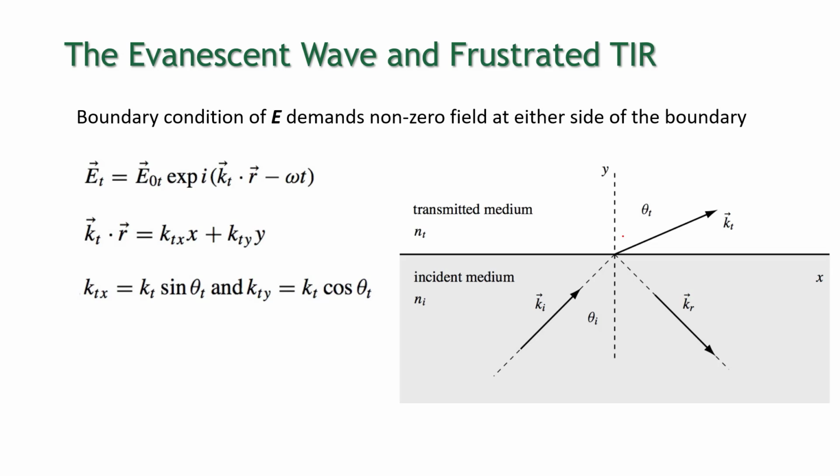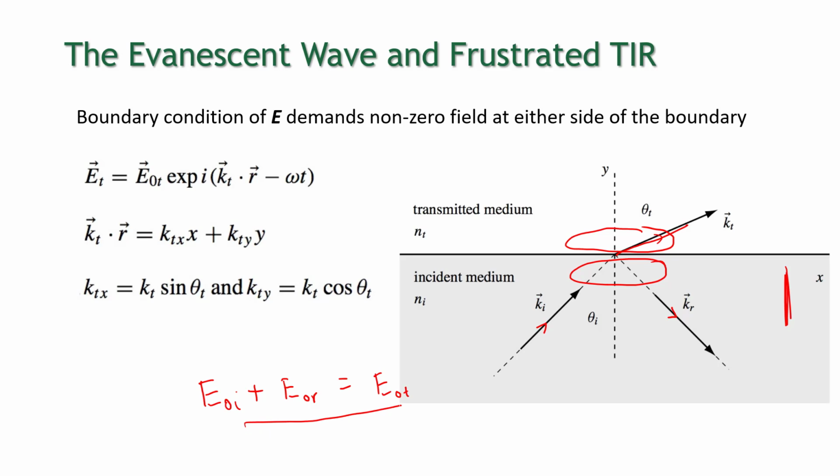light, let's say electric field, on this side should be equal to the electric field on that side. The electric field should be continuous at the boundary. So let's say this is the incident light, this is the reflected light, and this is the transmitted light. Then the boundary condition requires that electric field incident plus electric field reflected, which is the total electric field on this side, on the bottom part, should be equal to electric field on the top, E0T. This is the continuity condition.